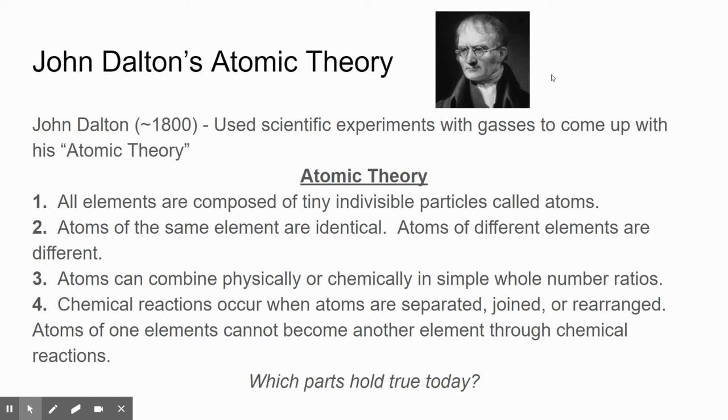Okay, but number 3 and number 4 stay true. Atoms always combine in whole number ratios. You can't have half an atom combined with a half of another atom. Okay, and chemical reactions occur when atoms are separated, joined, or rearranged. And that is true as well. Okay, and you cannot change an element through a chemical reaction. It just doesn't happen.